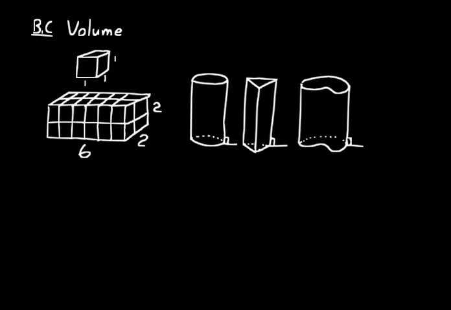Now, it just so happens that the area of the base of any of those solids times the height perpendicular to the base is equal to the volume for that solid, whether it's a rectangular solid, a right circular cylinder, a right triangular prism, or just a right cylinder.